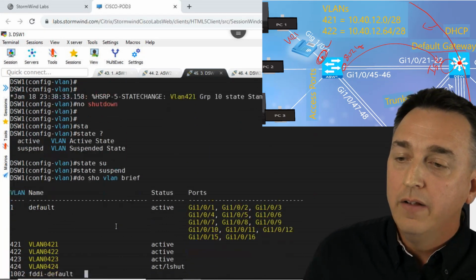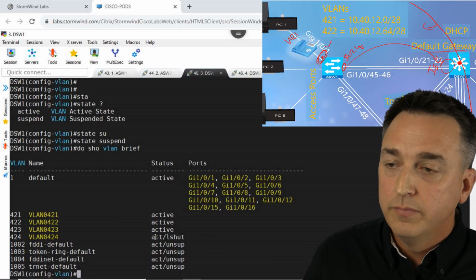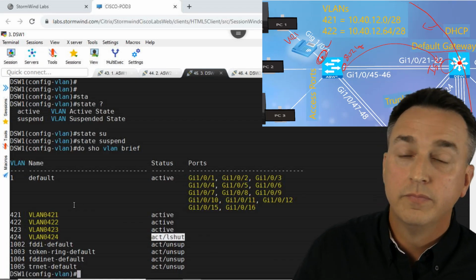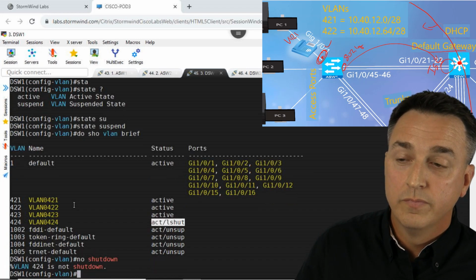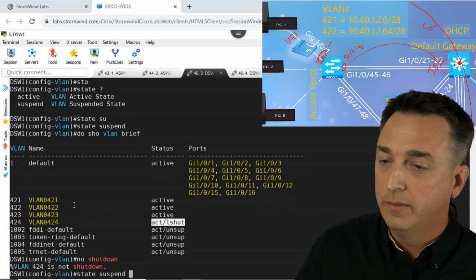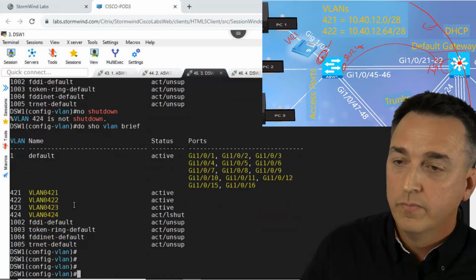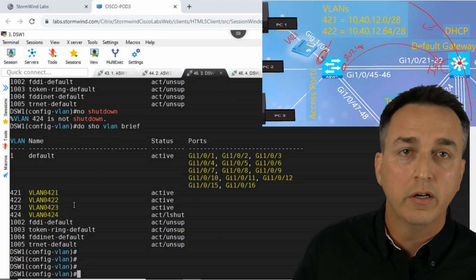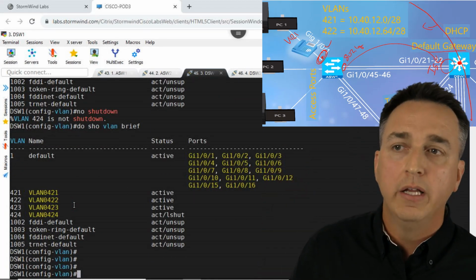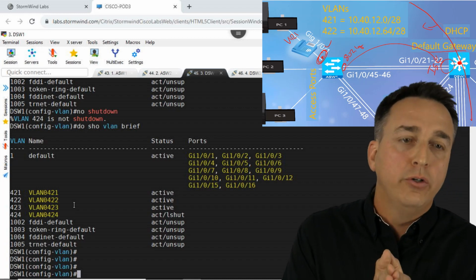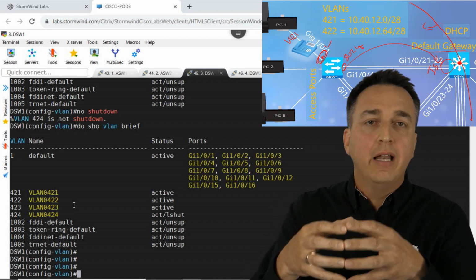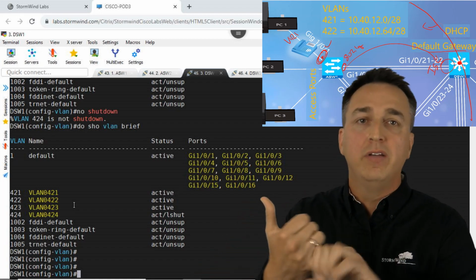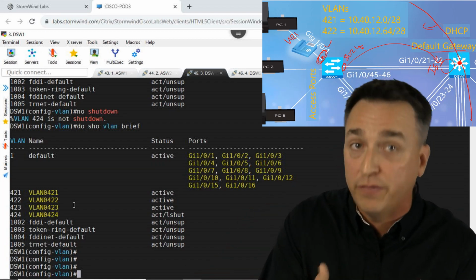We'll see here that the... wrong button. All right, we are no longer active only. So what this does is it allows you to control whether your VLAN is allowed to pass traffic or not without having to delete a VLAN or disable interfaces or anything like that.